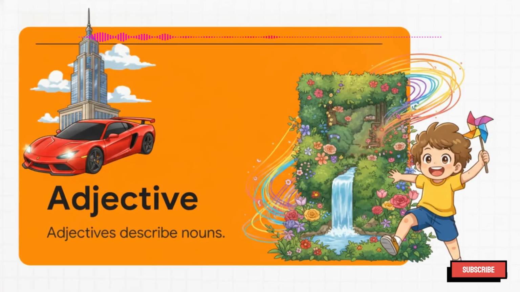Now, we can take those basic nouns we talked about and completely change how we visualize them just by using adjectives. Adjectives describe nouns and they add all this vivid color and specific detail. So it's not just a car, it's a red car. Not just a building, it's a tall building. Suddenly we can picture a beautiful garden or a happy child. Adjectives are what paint that highly specific picture right inside the listener's mind.